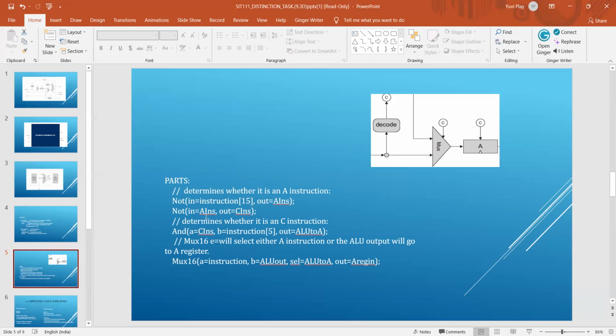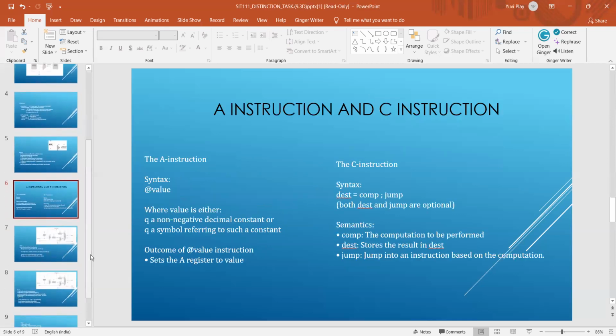Now, what are A instruction and C instruction? The A instruction has the syntax @value, where value can either be a non-negative decimal constant or a symbol referring to such a constant. For example, @12. So the A register will be set to a particular value, which is 12.